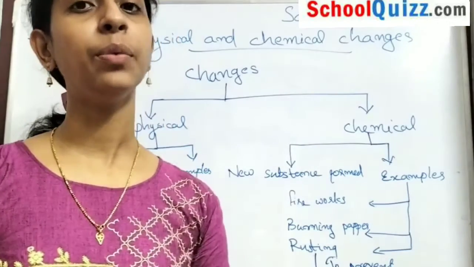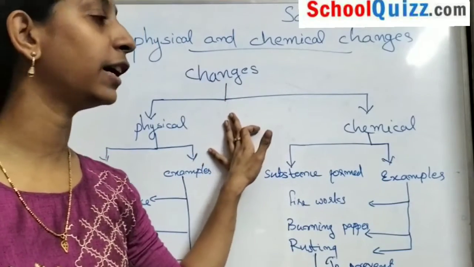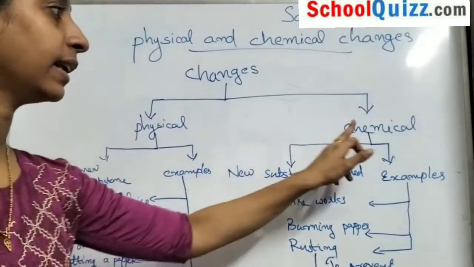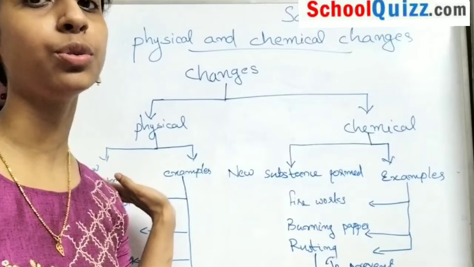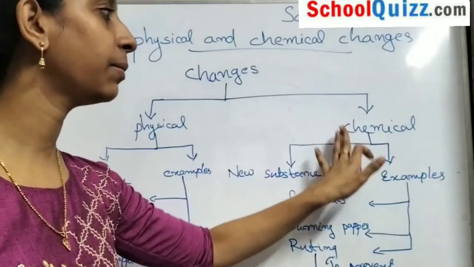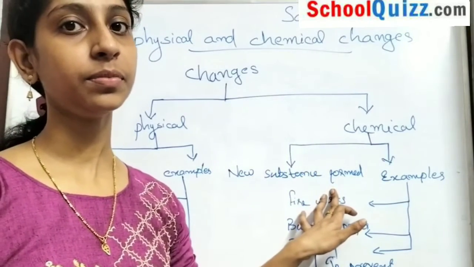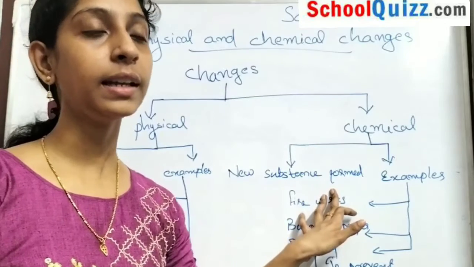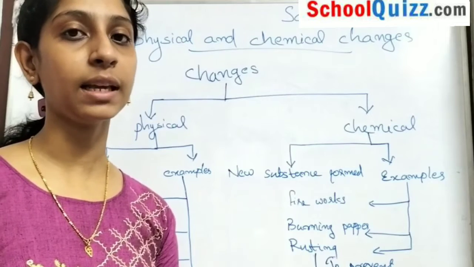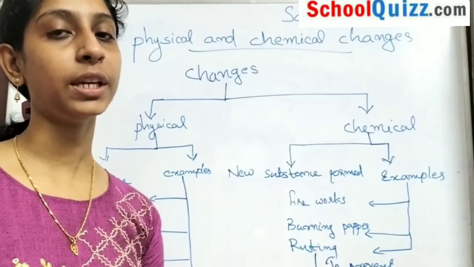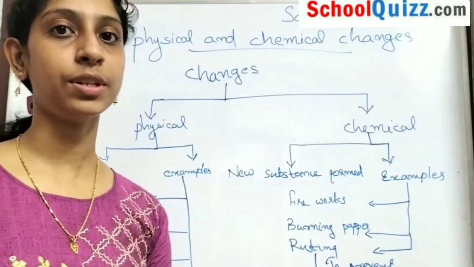In this chapter we studied about the changes. Changes are broadly divided into physical and chemical. In physical changes, no new products are formed. In chemical change, new substances are formed. In a chemical change, both the chemical properties as well as the physical properties change. In a physical change, only the physical properties of the substances change.